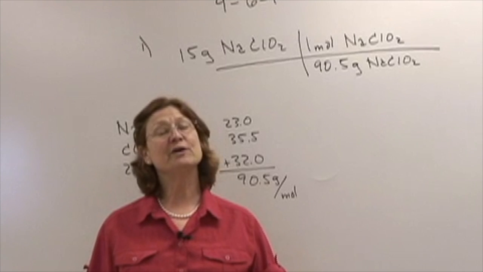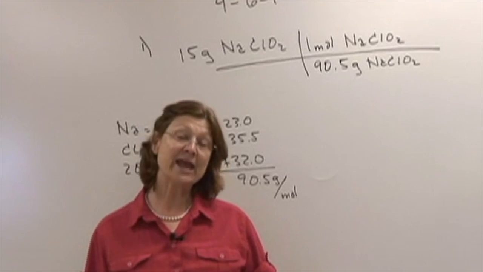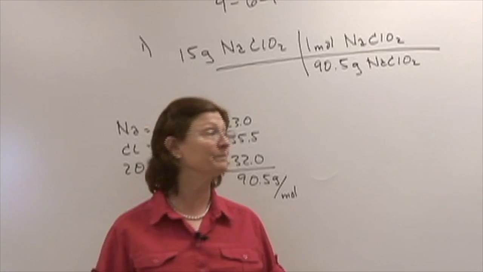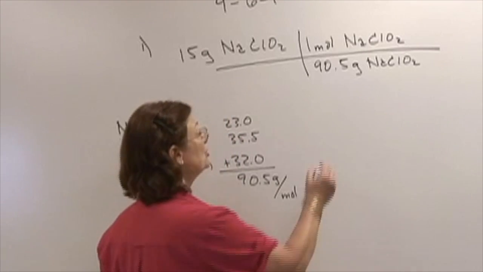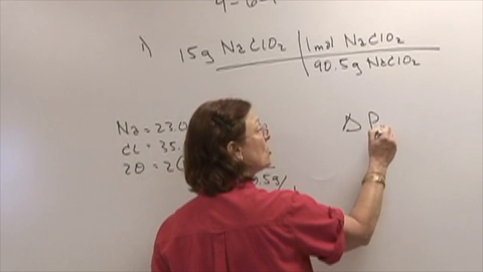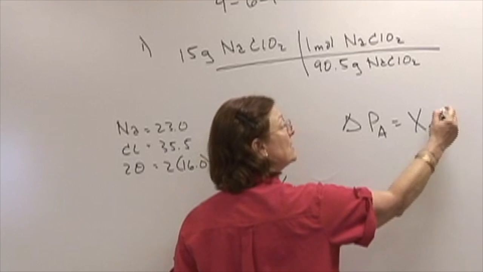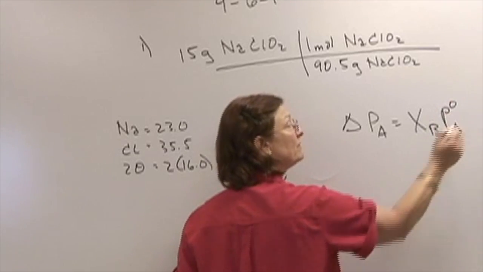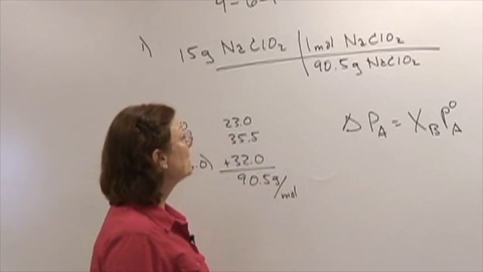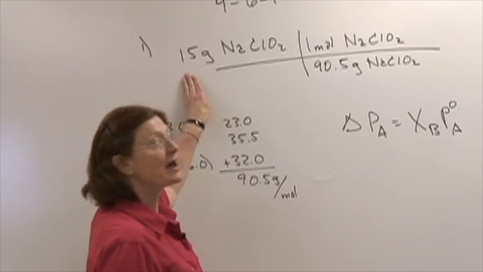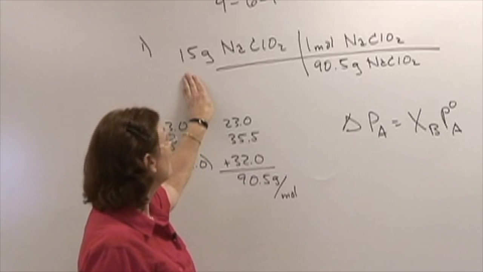In number one, we're determining two things: the change in the vapor pressure of the solution as well as the new vapor pressure of the solution. In order to get the change in the vapor pressure, it is equal to the mole fraction of the solute times the pure vapor pressure of the solvent. And I must get the mole fraction, and therefore I must change my grams of my solute to moles.